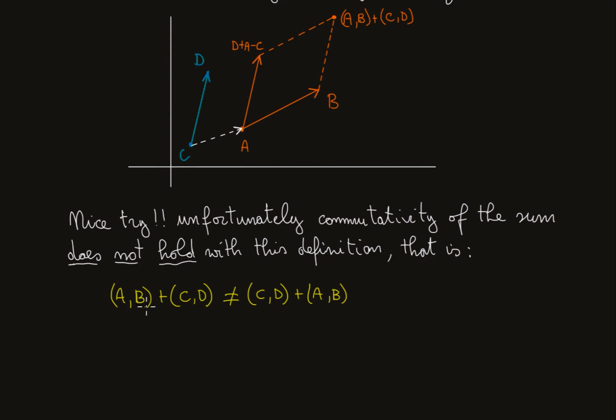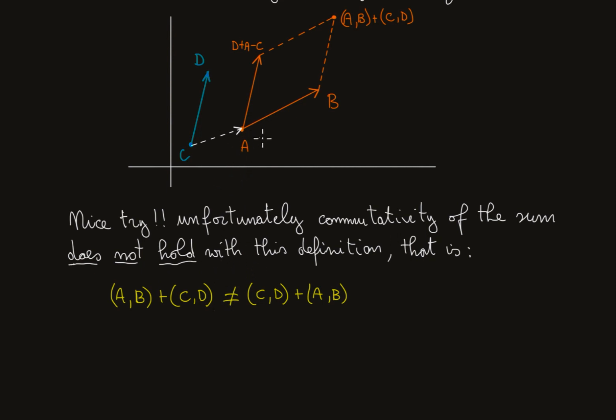That is, AB plus CD is not equal to CD plus AB, which makes this sum not possible as a sum in a vector space. So this definition of sum cannot be used in a set whose elements are applied vectors in order to make it a vector space. And why is that the case?